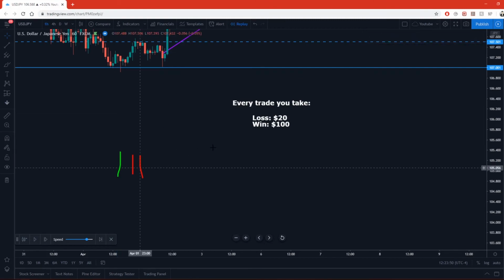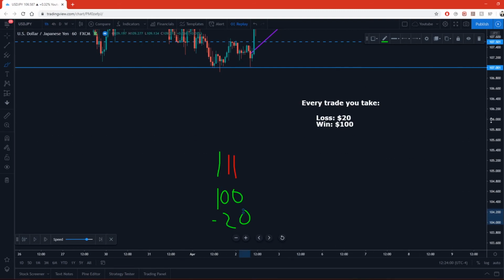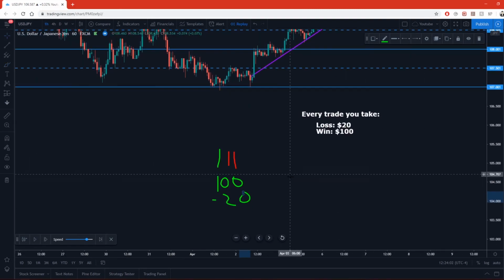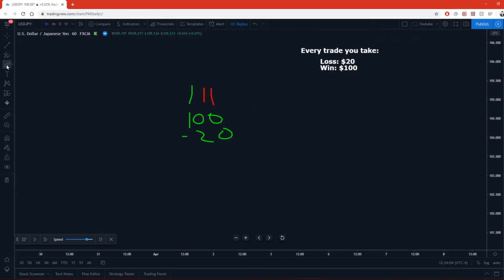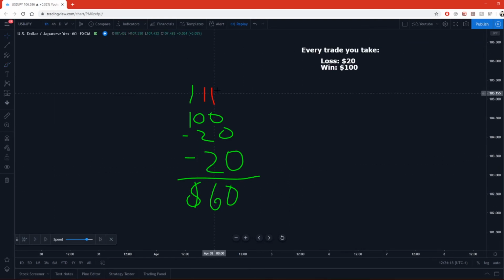So what would happen in this scenario? So you'd win $100. So it'd be 100 minus 20. It's like we're going back to subtractions in elementary school. And then minus another 20. So in total, you only took losses of $40, and now you're back at a win of $60 for that week. That is still profitable, but you had more losses than the amount of trades you won.